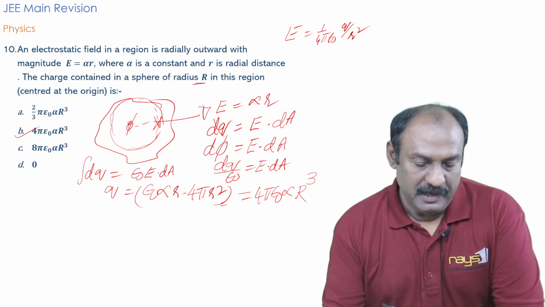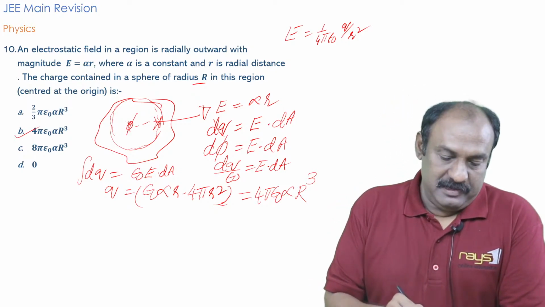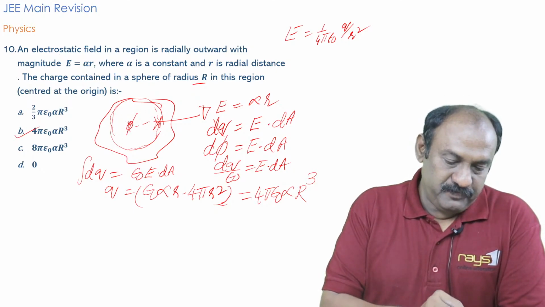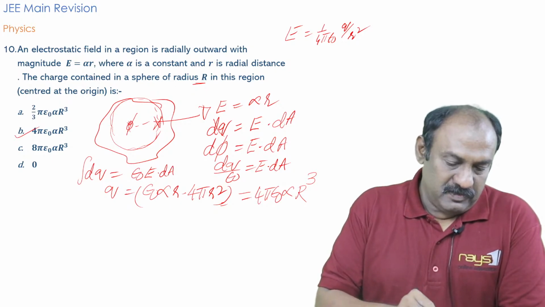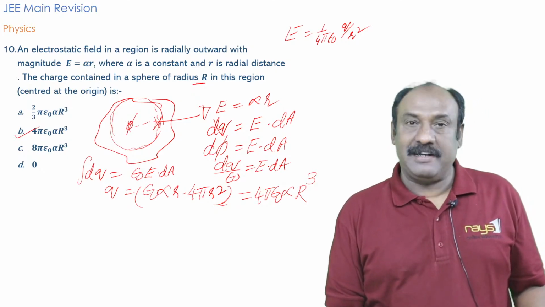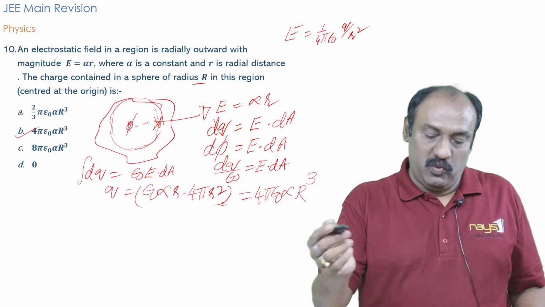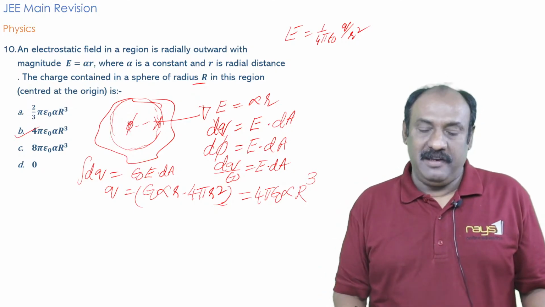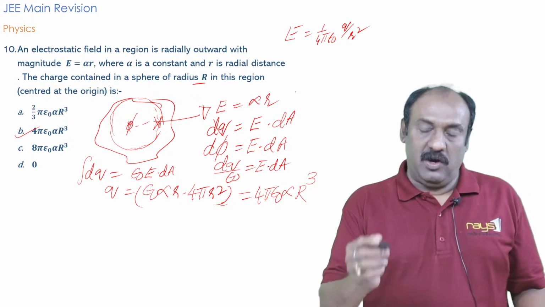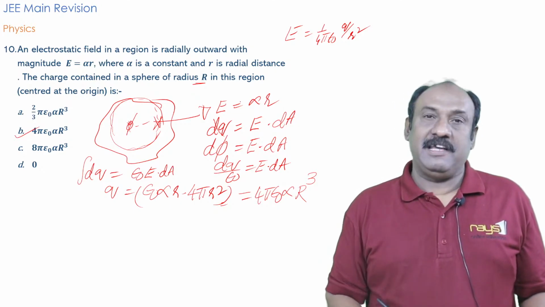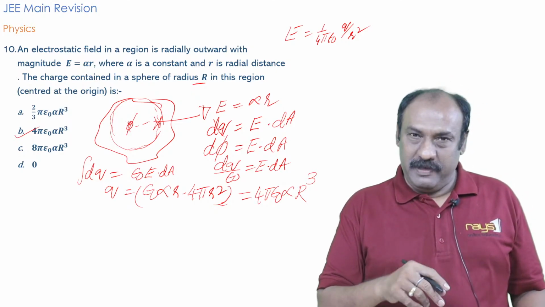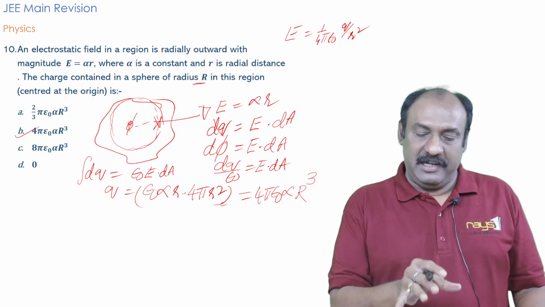So here I considered the solid sphere of radius capital R, with the center of the sphere at the center of the field, which acts radially outwards according to the equation by which electric field intensity varies radially, E equal to alpha r. So from this equation I calculated the flux passing through the area in the form of a sphere in that region of electric field intensity.